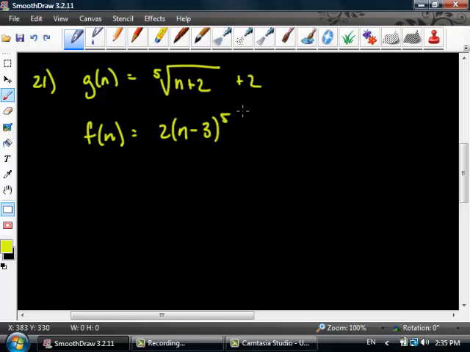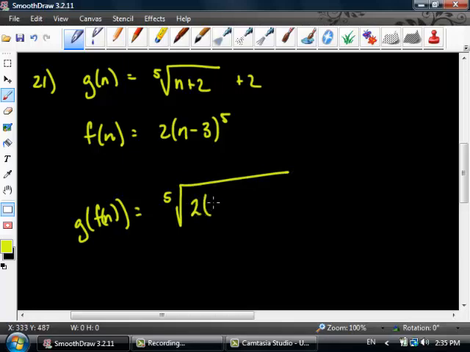Okay, remember, the way to determine if two functions are inverses is if I compose them, if I plug them into each other, and the resulting product is x, or in this case, the resulting product is n. So let's find out what g of f of n is. This is going to be kind of a bear. It's the 5th root of 2 times n minus 3 to the 5th plus 2, plus 2.